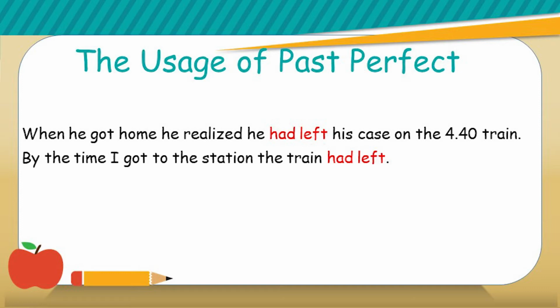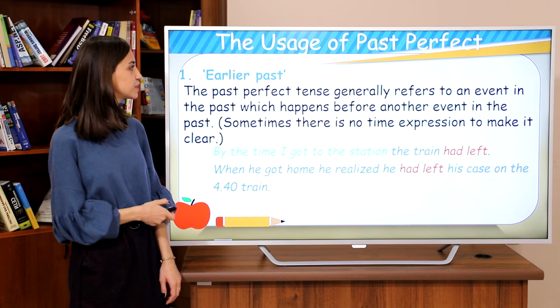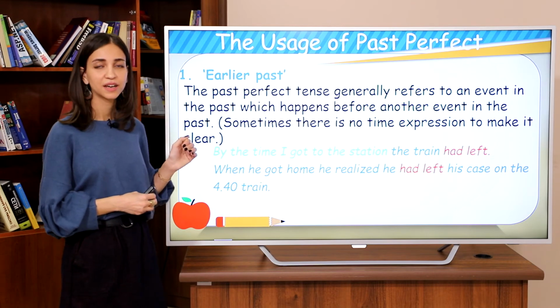Now, my dears, let's come to the usage of past perfect. When he got home, he realized he had left his case on the 4.40 train. By the time I got to the station, the train had left. What do they mean? So, they show earlier past.